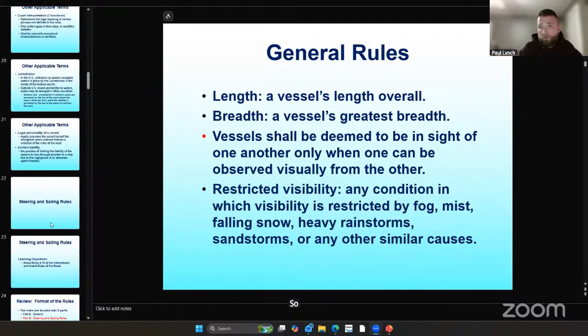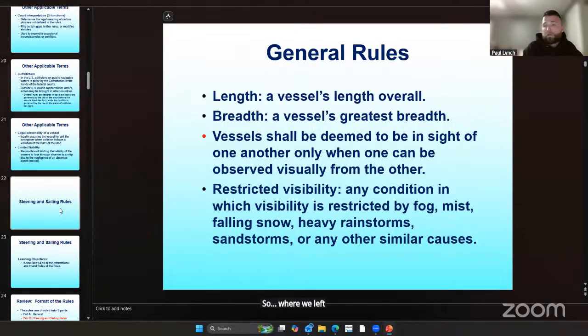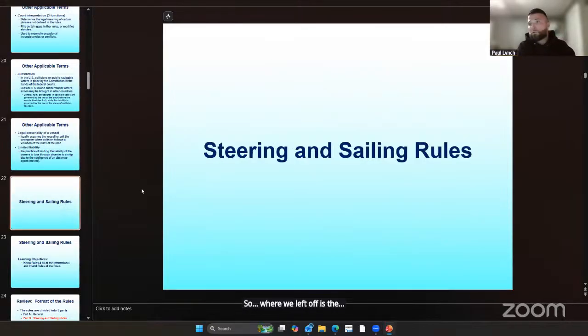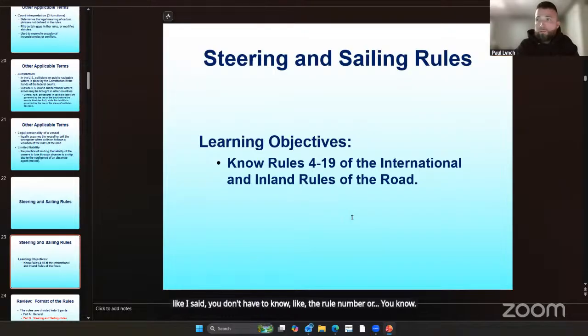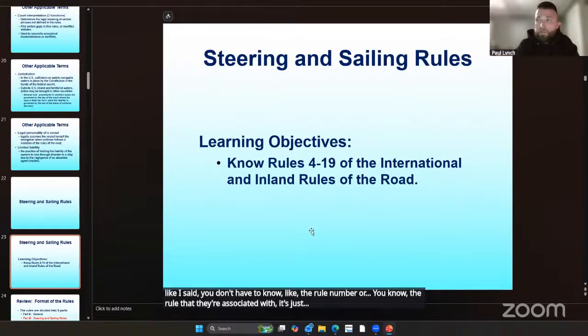So where we left off is the steering and sailing rules. Like I said, you don't have to know the rule number or the rule that they're associated with. It's just knowing and understanding the rule that is the important part of it.